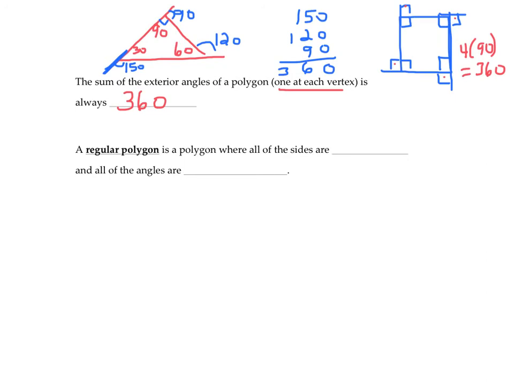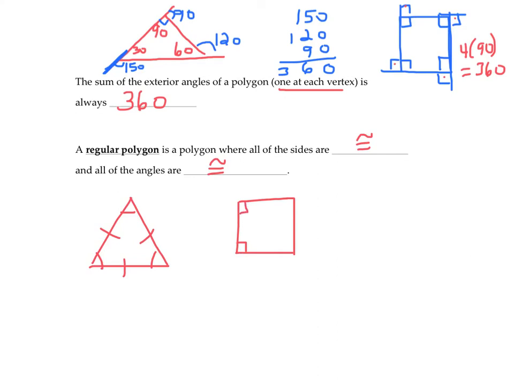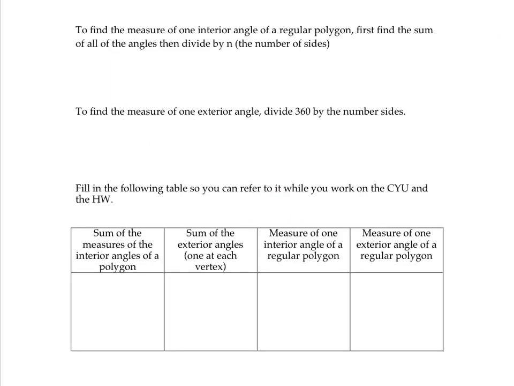Okay, a regular polygon is a polygon where all of the sides are congruent and all the angles are congruent. In other words, an equilateral triangle is an example of a regular polygon. It has 3 congruent sides, 3 congruent angles. A square is an example of a regular polygon. It has 4 right angles and 4 congruent sides.